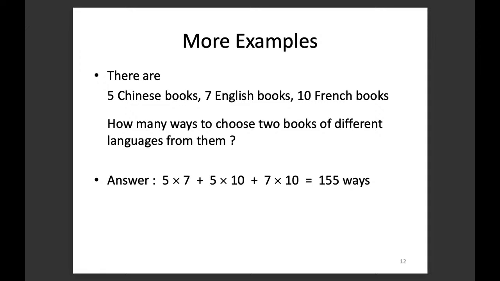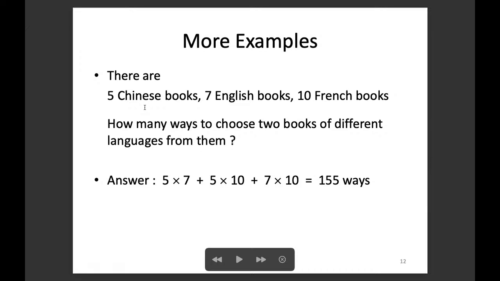Okay, another example. This is not a difficult example, but it is kind of a trap. Suppose that there are 5 Chinese books, 7 English books, and 10 French books. We want to find out how many ways we can choose two books of different languages. There is no single formula for this one, but it is rather easy if we combine the use of the rule of sum and the rule of product together. First, what we can do is separate the cases, since we want different languages, right?